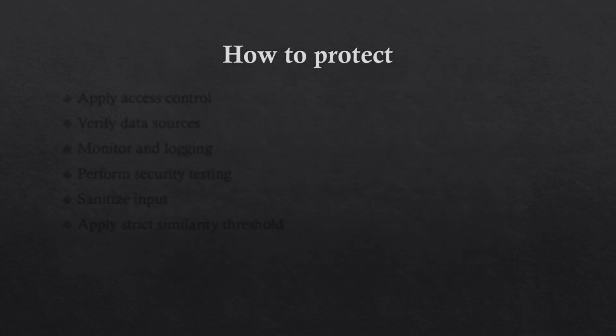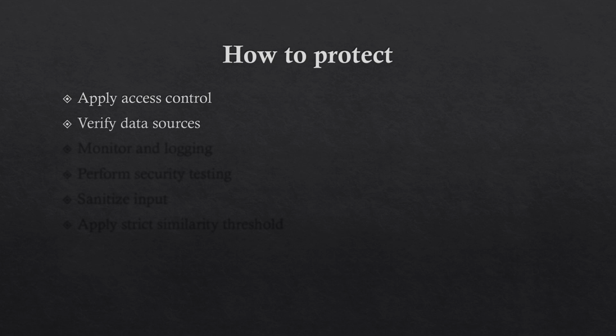So the question is how to protect against embedding manipulation vulnerabilities. First, apply strict access control. Enforce strong access control policies to ensure that each user or system component only has access to the data they legitimately require. This includes separating vector databases from other data stores and applying access controls at the database, table, and query levels.